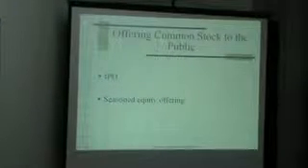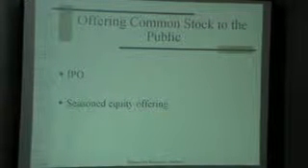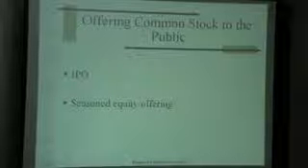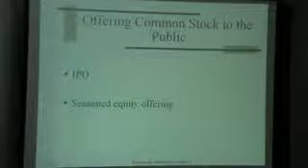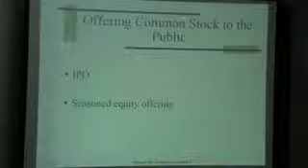IPO is initial public offering, once the shares are issued the first time to the public. Seasoned equity offering is when the shares are already in the public, already in the market, the company is already dealing and its shares are already in the stock market. Once they are issuing shares for raising additional funds, that is seasoned equity offering. That is the basic difference. First time issuing is IPO. If shares are already issued in the market and the company again issues some additional shares, that is seasoned equity.